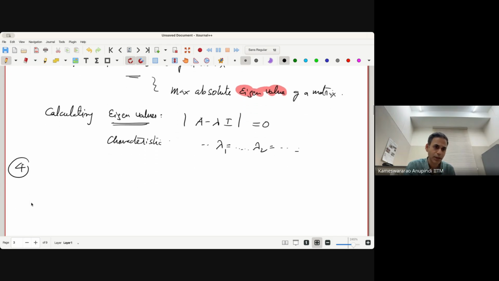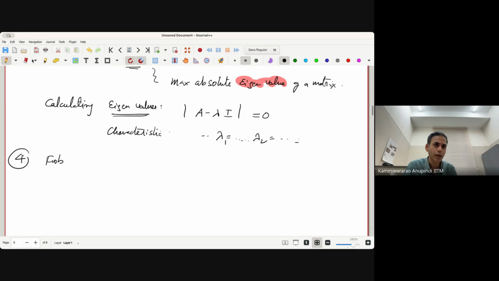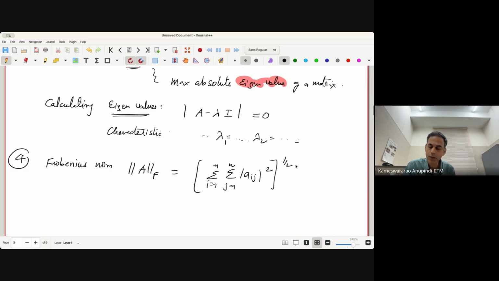Then there is also another norm called the Frobenius norm, which is slightly different. It is denoted as A sub f. This is equal to the square root of the sum over j equals 1 to m, sum over i equals 1 to m, of the modulus of Aij squared. That is your Frobenius norm. This seems somewhat similar to the 2 norm, which is the Euclidean norm, but this is different. This is not the 2 norm. This is the Frobenius norm. People use the Frobenius norm because it is very easy to calculate.